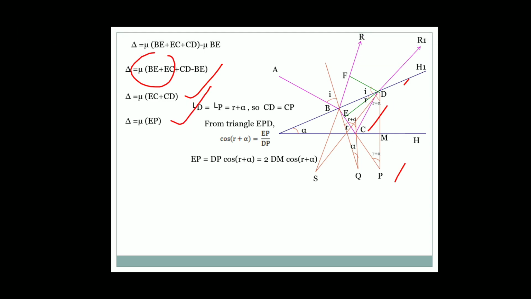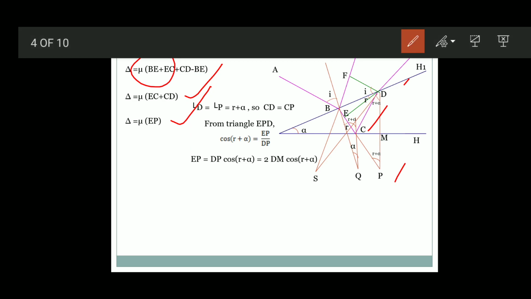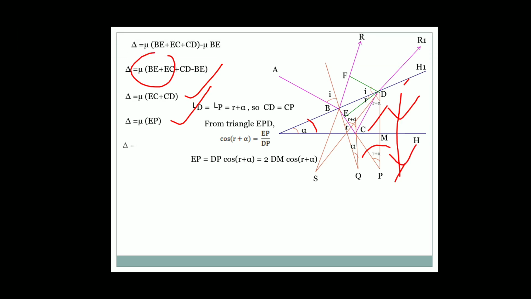But from the triangle PCD, we can say that there is alpha plus r here. Alpha is the angle between the two glass plates. Then cos of r plus alpha is equal to adjacent by hypotenuse, that is EP by DP. That is EP is equal to DP cos of r plus alpha. But we know DP is equal to 2 dm because dm is equal to Pm. That is, the path difference delta is equal to mu into 2 dm cos of r plus alpha.